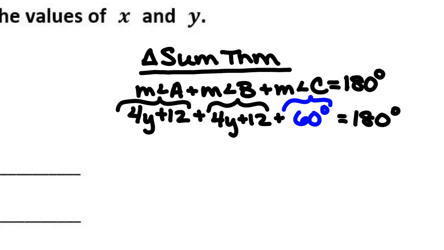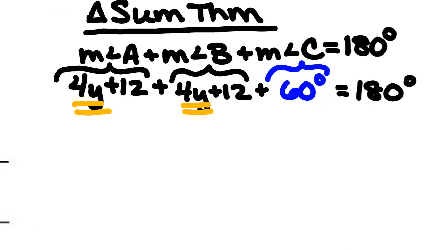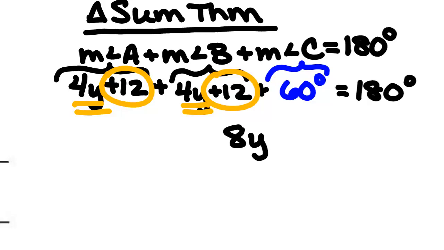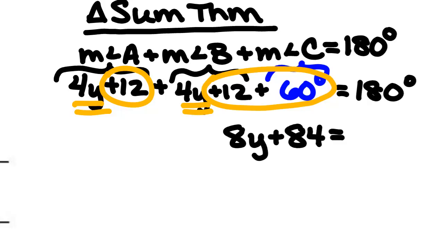I'm going to combine my like terms together. So I have a 4y and a 4y. That's going to combine together to give me 8y. And then we have 12, 12, and 60. What is 12 plus 12 plus 60? 84. So 8y plus 84 equals 180.